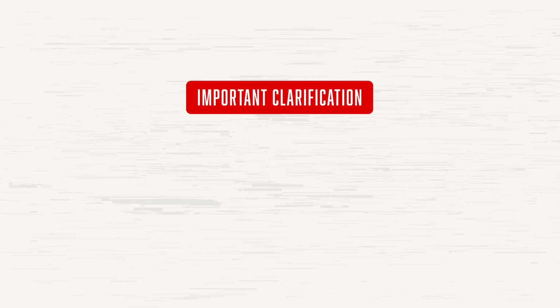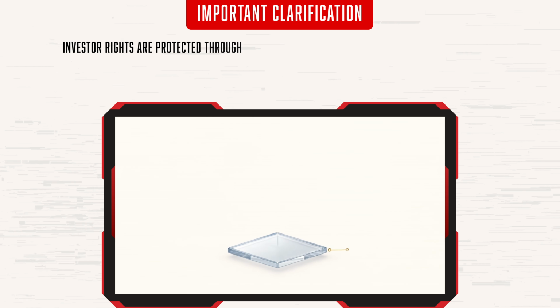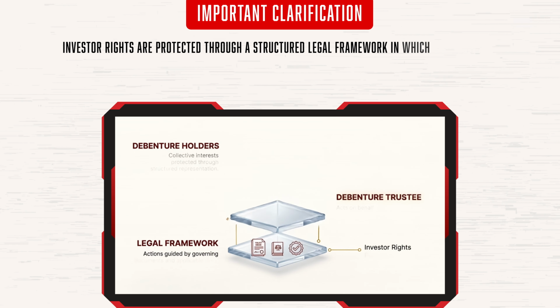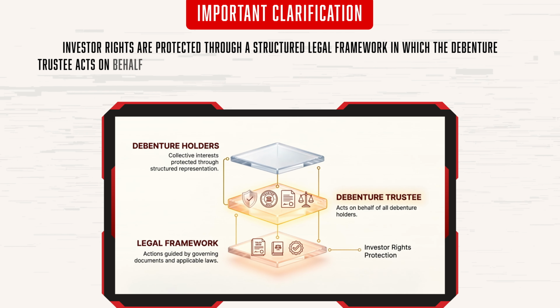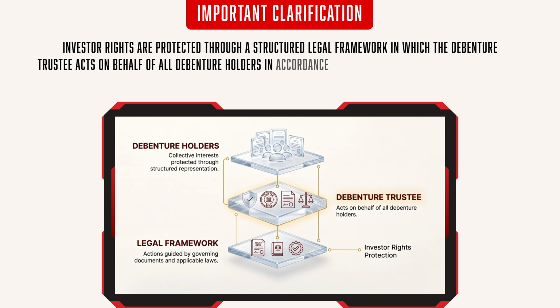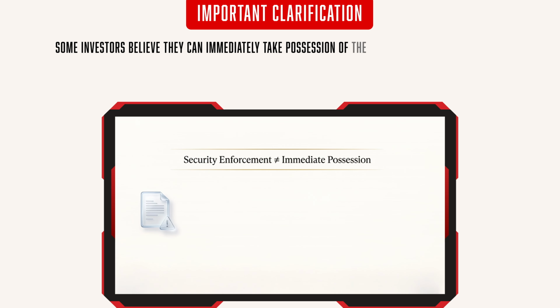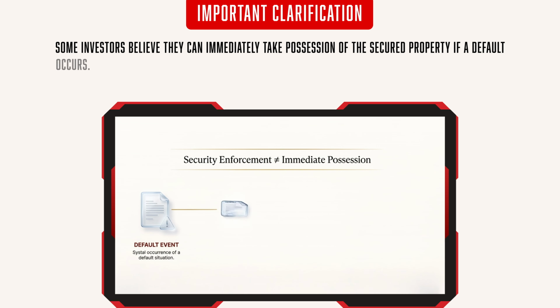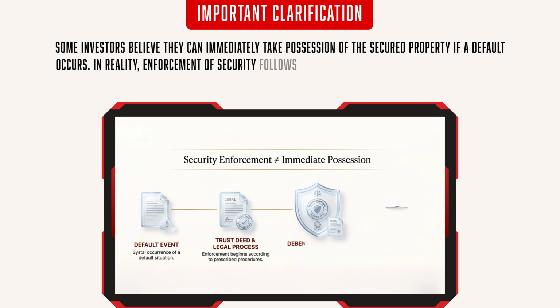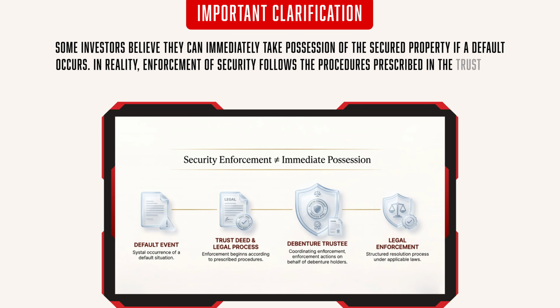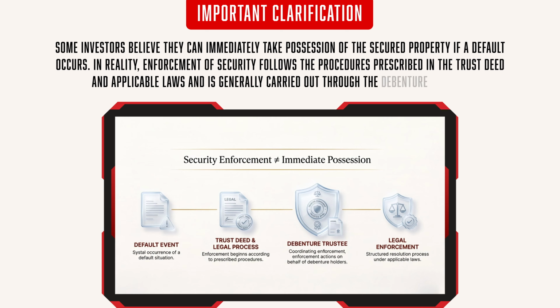Important clarification. Investor rights are protected through a structured legal framework in which the debenture trustee acts on behalf of all debenture holders in accordance with the trust deed and applicable laws. Some investors believe they can immediately take possession of the secured property if a default occurs. In reality, enforcement of security follows the procedures prescribed in the trust deed and applicable laws and is generally carried out through the debenture trustee.